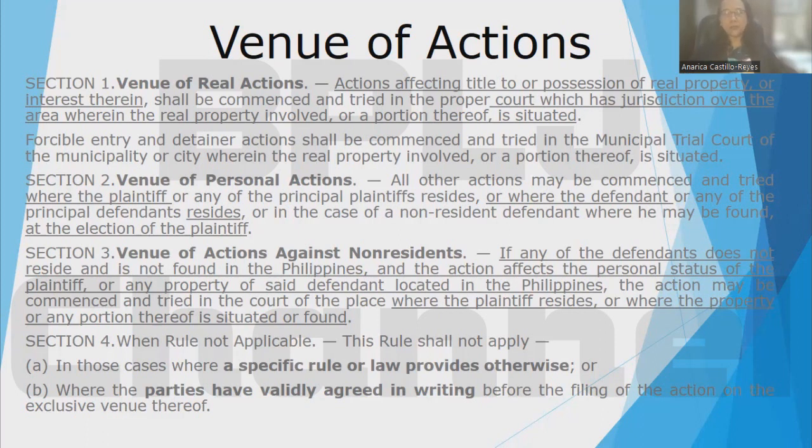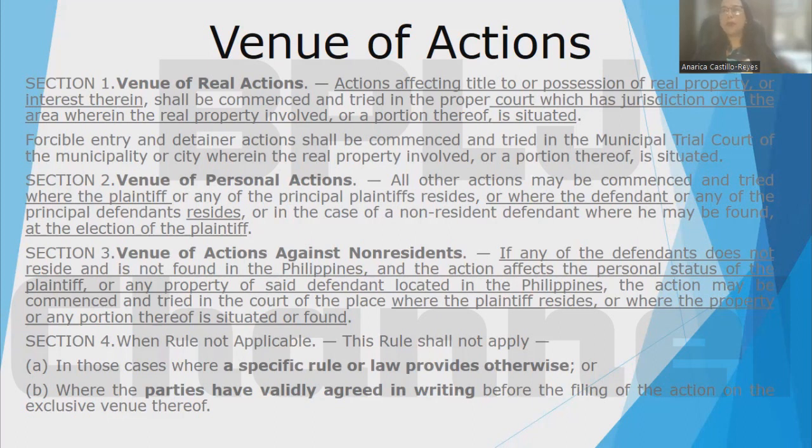A real action is an action affecting title to or possession of real property or interest therein. The venue of real actions is the court which has jurisdiction over the area where the real property is situated. On the other hand, forcible entry and detainer actions are also real actions, but they shall be commenced and tried in the municipal trial court of the municipality or city where the real property is situated.